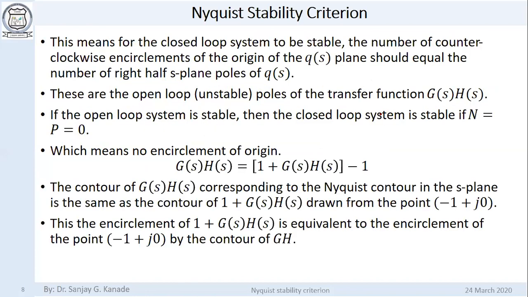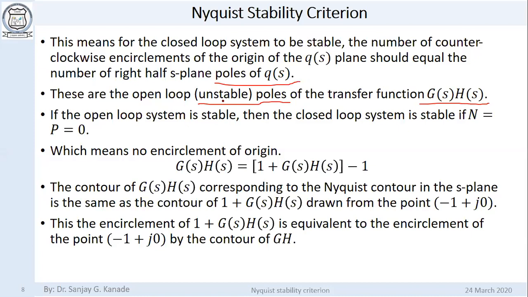So for a closed loop system to be stable, the number of counterclockwise encirclements of the origin should be equal to the number of right half of S plane poles. Counterclockwise encirclement means the minus 2 pi, 2 pi angles multiplied by that many poles. That should be equal to the number of right half of S plane poles, the open loop poles, meaning the unstable poles of the transfer function GSHS.